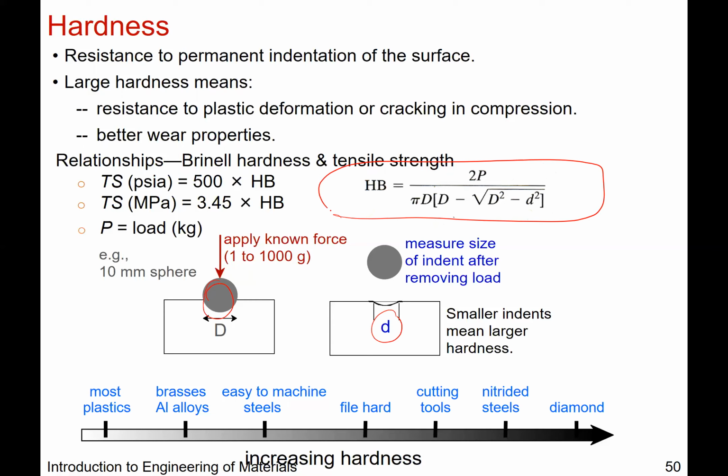And the tensile strength is about 3.45 times the number that you calculate by dropping this ball and measuring the indentation. So it's pretty straightforward. Obviously, it deforms your material, and most likely you don't want to use that same area, but it does give you a sense of what the hardness is. Okay. So that's just a brief aside on hardness and mechanical properties.